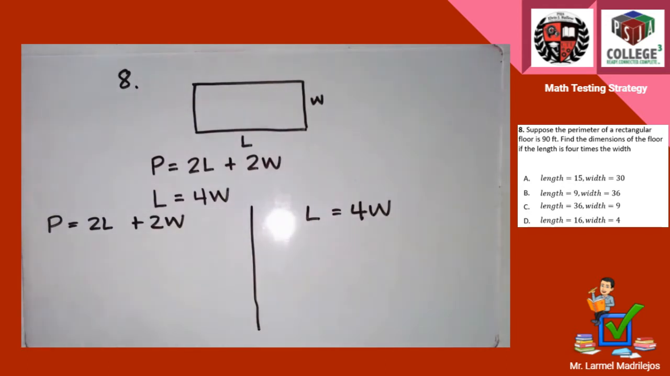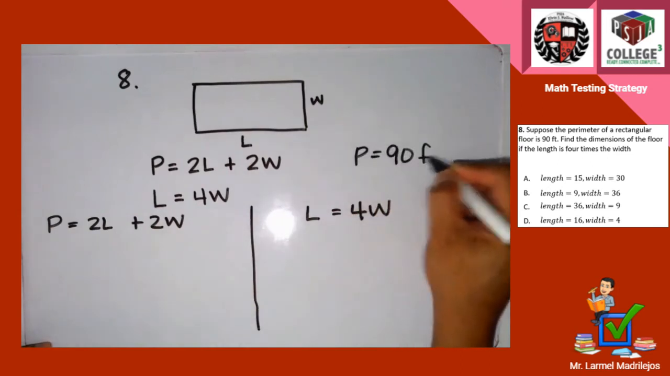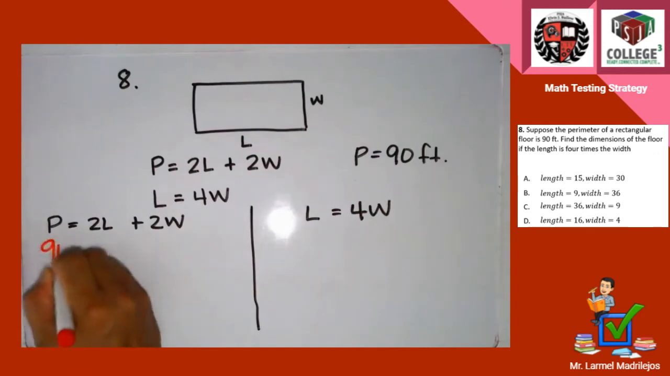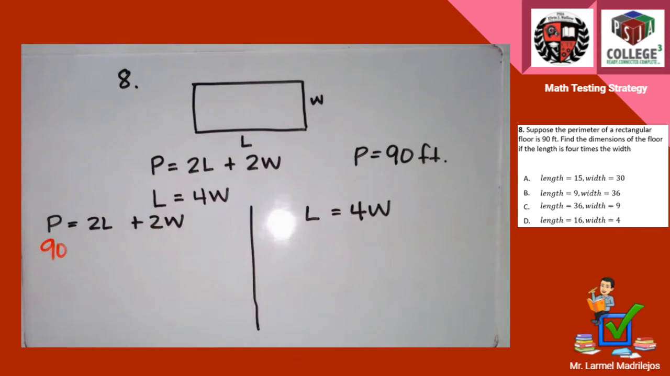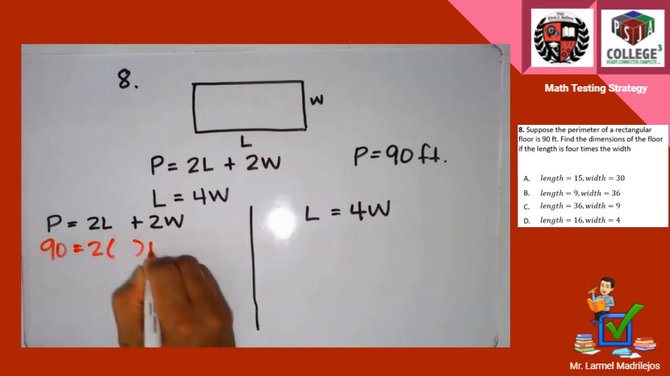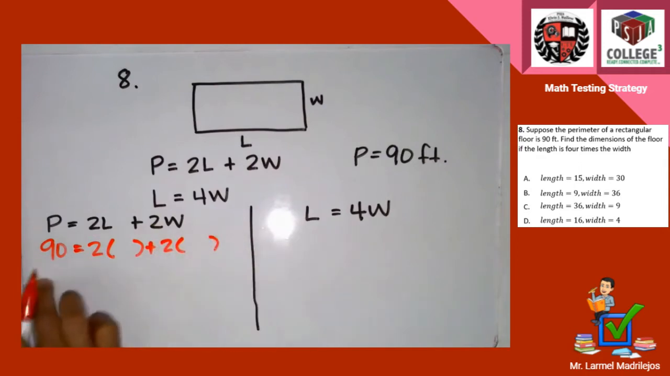We remember that the perimeter is 90 feet. So the value of our P is 90. Okay, let's start. So I'm going to write here 90 equals 2 multiplied by length plus 2 times the width. The answer is supposed to be 90.